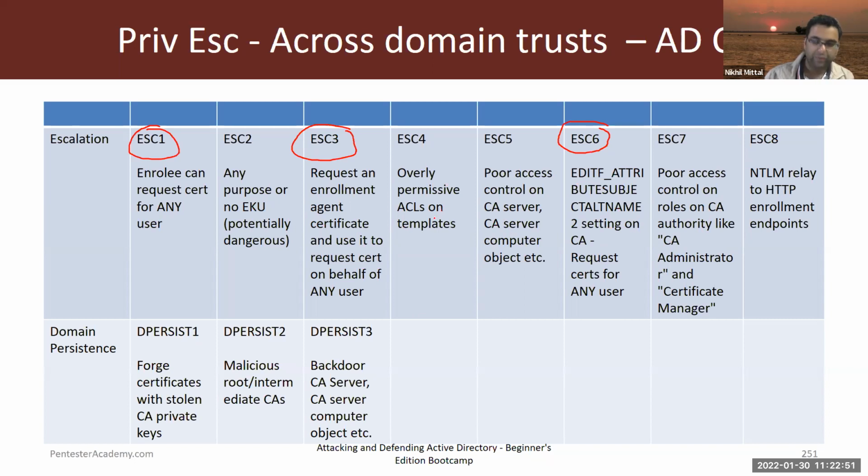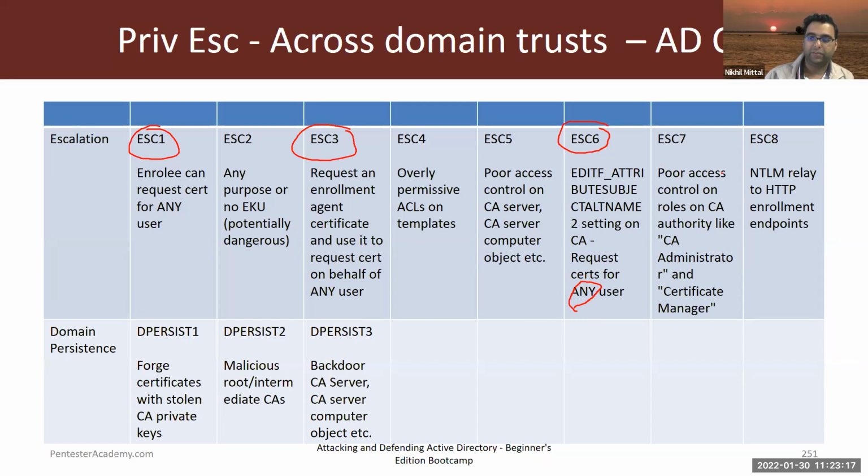ESC6 is not related to a template, but it is a setting on the CA. If the EDITF_ATTRIBUTESUBJECTALTNAME2 setting or flag is enabled on the CA, you can request, once again, certificates for any user, including a DA or EA.